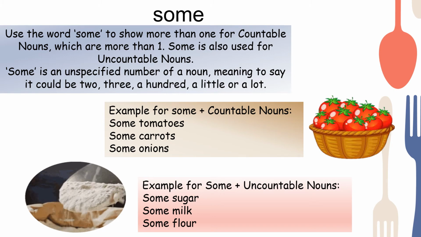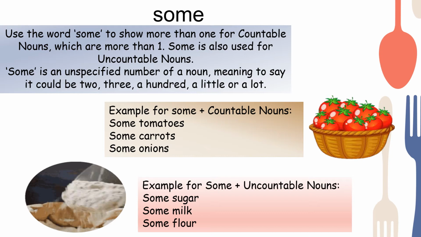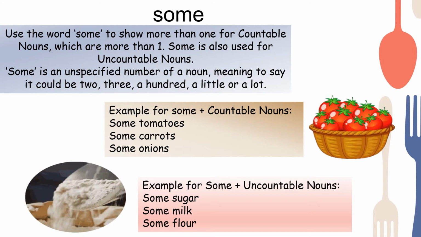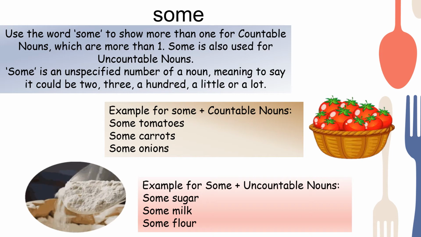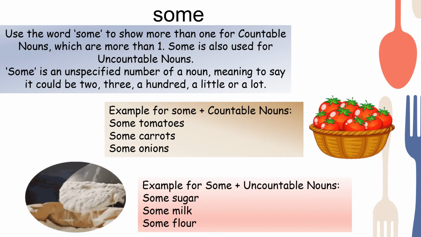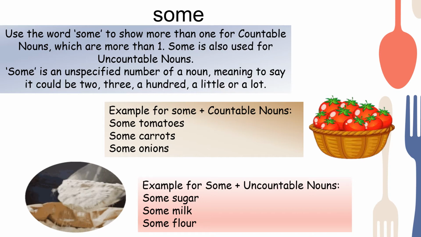Alright class, before we go to the phrases there are some as well as there's some, let's find out the meaning of the word some. Some is an unspecified number of a noun. The word some can be used for uncountable nouns as well as countable nouns. But in the case of countable nouns, the word some is used for plural nouns.